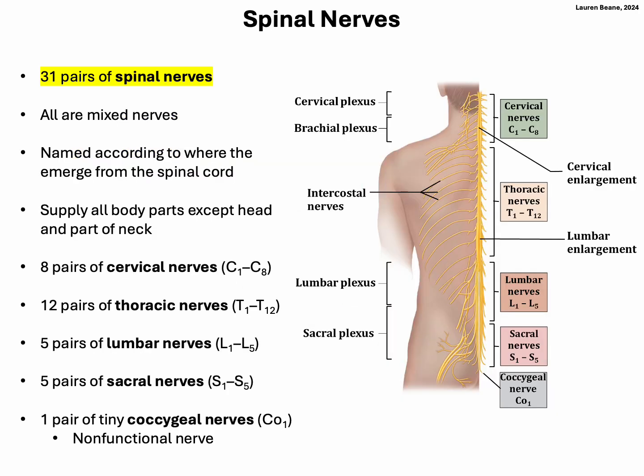For spinal nerves, there are 31 pairs of these. More technically, 30 functioning pairs. The last one, the tiny little coccygeal nerve, really serves no purpose in the body. So sometimes you'll see 30, sometimes you'll see 31. These are all mixed nerves, meaning they carry sensory and motor fibers. They're named according to where they emerge from the spinal cord, and they're innervating all body parts except the head and neck, or parts of the neck. There's 8 pair of cervical, 12 thoracic, 5 lumbar, 5 sacral. Then again, that one coccygeal nerve, which really serves no function.